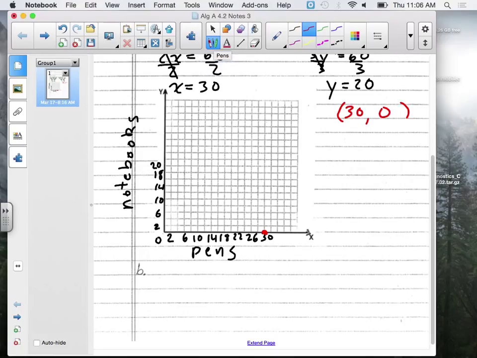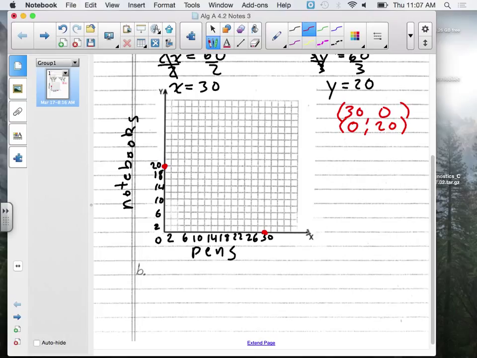Okay, then we just do the same thing for our y-intercept. Our y-intercept is 20, so we go up to 20 on the y-axis. 0, 20. So are we good?